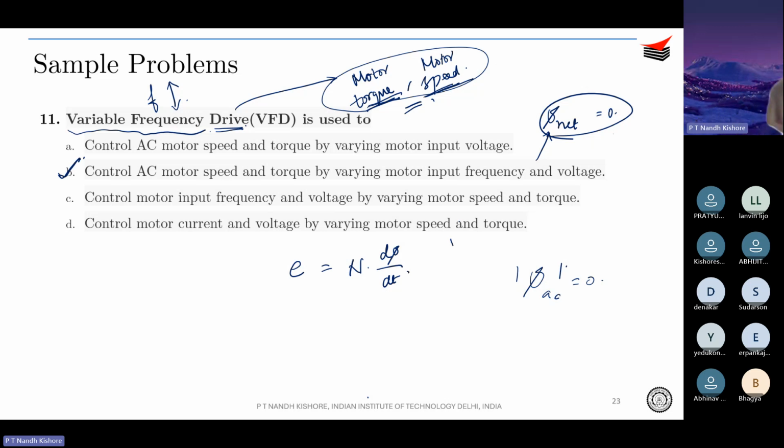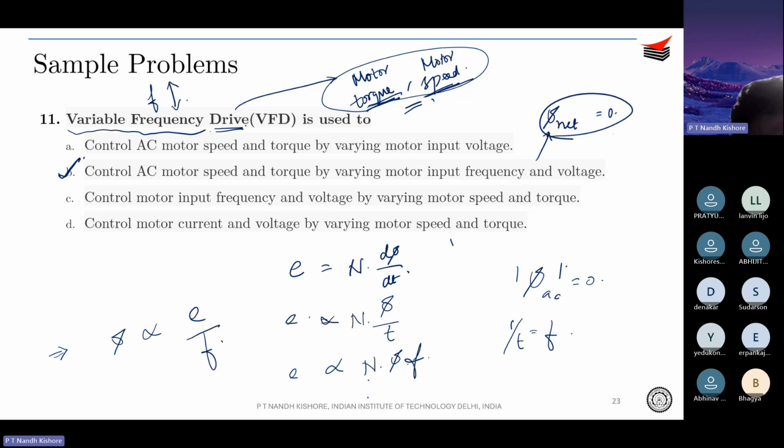Right. So E is N times d phi over dt. From just the units alone, you can write that this is proportional to N times phi by t. 1 by t is essentially frequency, so N times phi times frequency. Therefore, you can tell that phi is proportional to E by F. N is anyway a constant, so if I take F over here, phi is proportional to E by F.